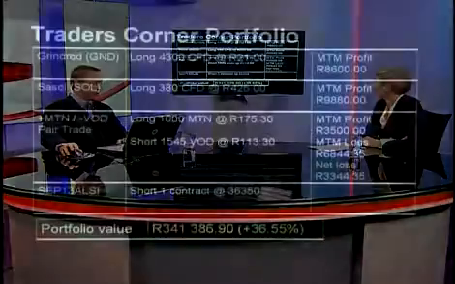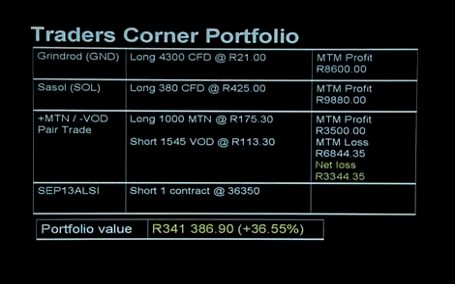Okay, so what does the portfolio look like? Not too different, I imagine, to last week. No, it's very, very similar actually. I mean, I think we're a few Rand lower this week than what we were last week, but really not much. We're still up 36.5% for the year to date. You can see all the open trades that we've got there.